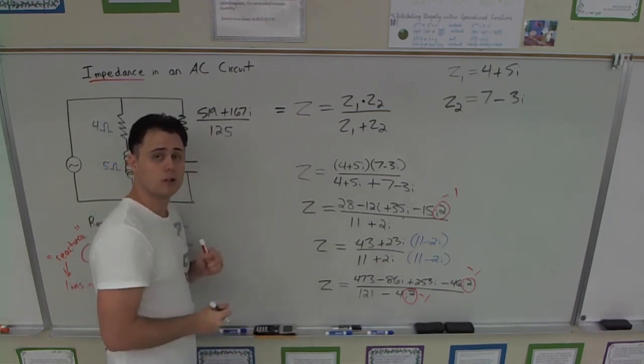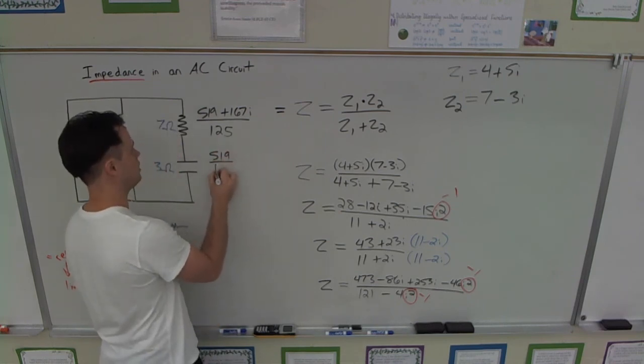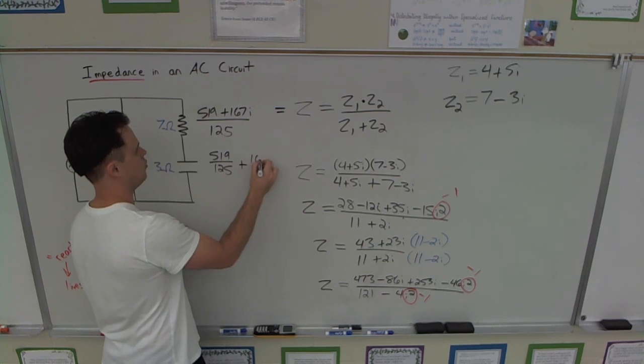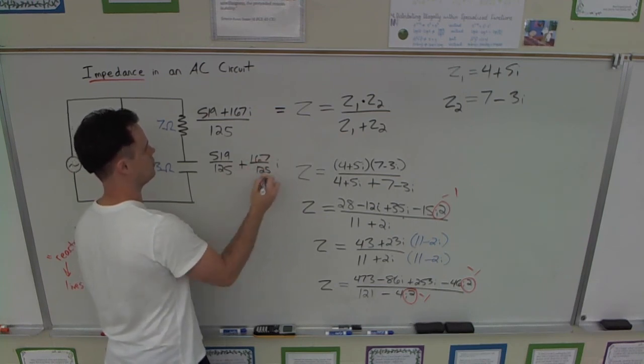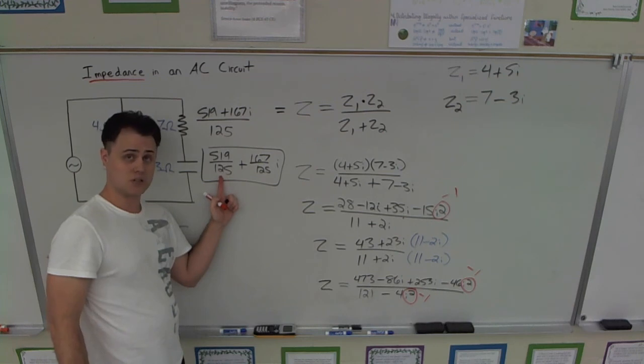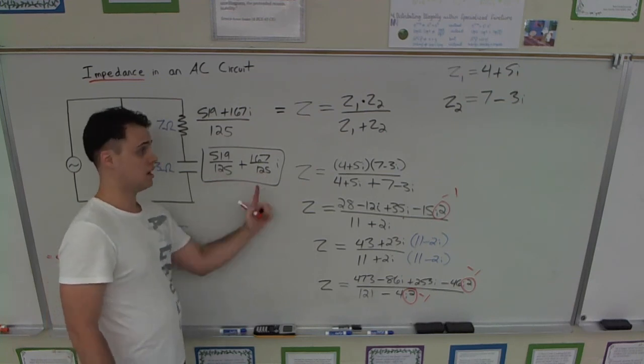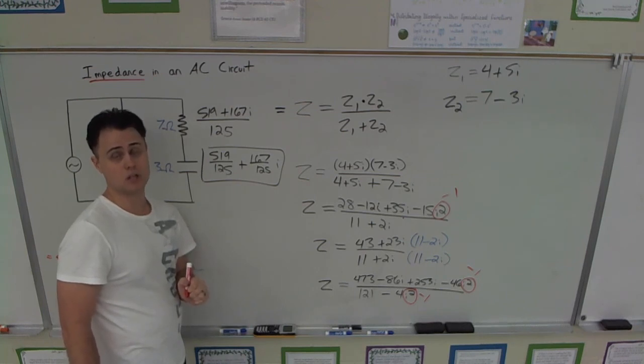I think I'm basically done, except I need to separate this. I need to rip the denominator apart so that I can see the single complex number. In other words, 519/25ths and 167/25ths i. That represents the overall resistance in the circuit. That represents the overall reactance in the circuit. Together they represent the overall impedance in the circuit.